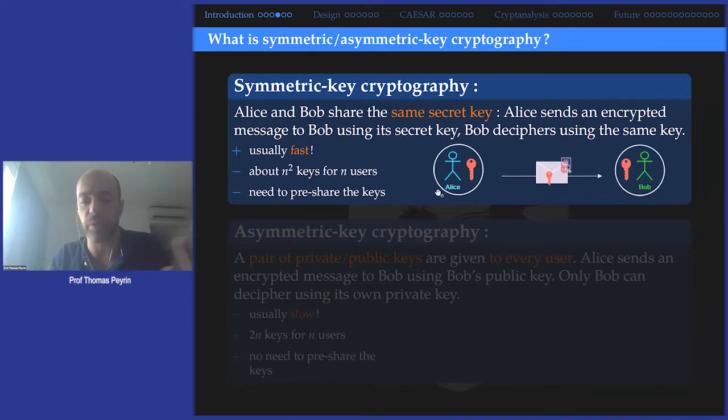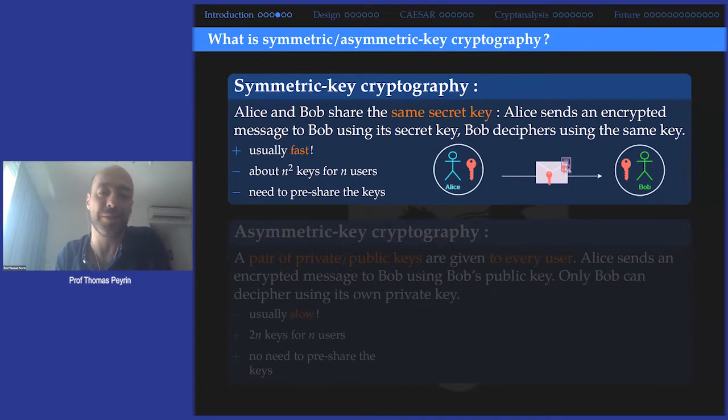The problem on the other side is that it uses a lot of keys. If you consider that you have N users, and each user would like to communicate with each of the others, the number of keys you're going to need will grow as N squared, because you need a key between each pair of users. And that's a bit of a problem. If N grows large, this N squared is also going to be large.